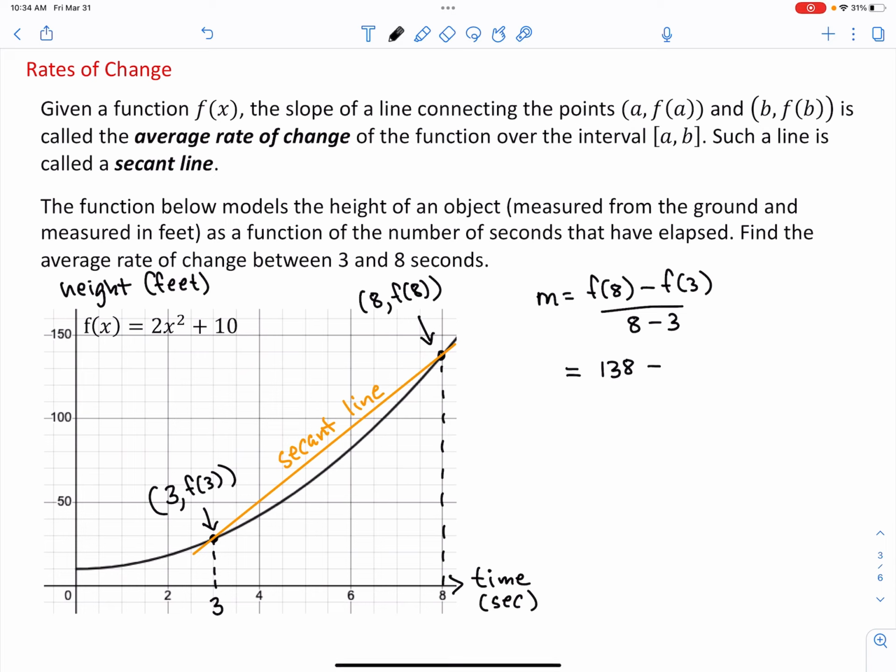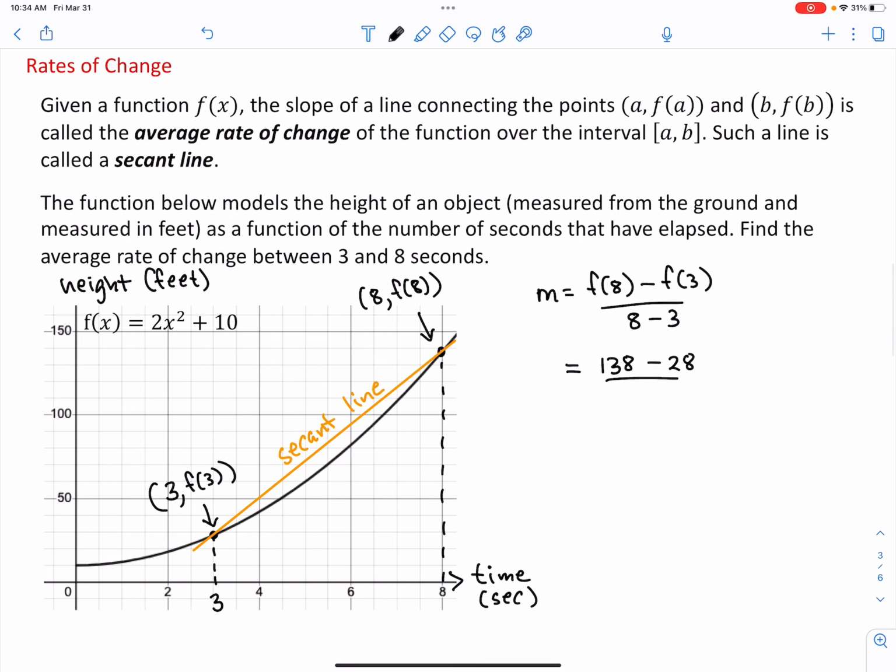Minus, and now let's plug time 3 into this function rule and calculate the height. 3 squared is 9, 9 times 2 is 18, and add 10 is 28. And then we're going to divide that by 8 minus 3, which is 5, and that's measured in seconds. So the numerator is in feet, the denominator is in seconds. Keep that in mind. 138 minus 28 is 110. And we want to divide 110 by 5, and that will give me 22. And the measurement now, we'll put a unit on this. This will be feet per second.